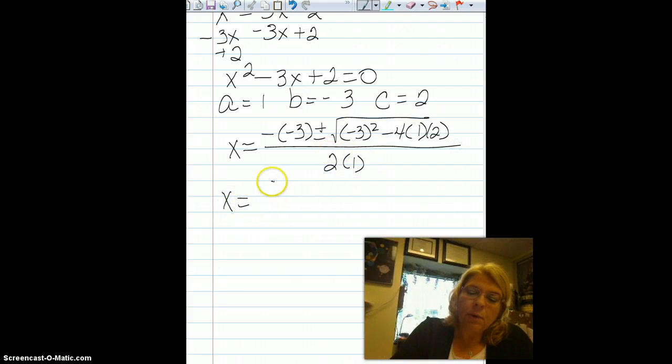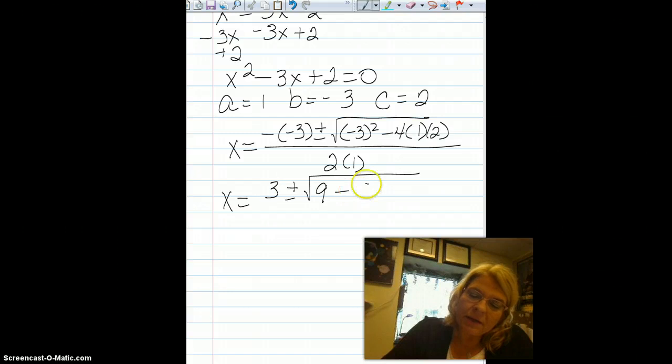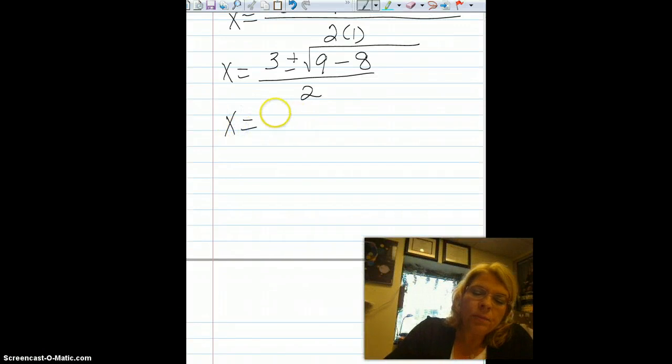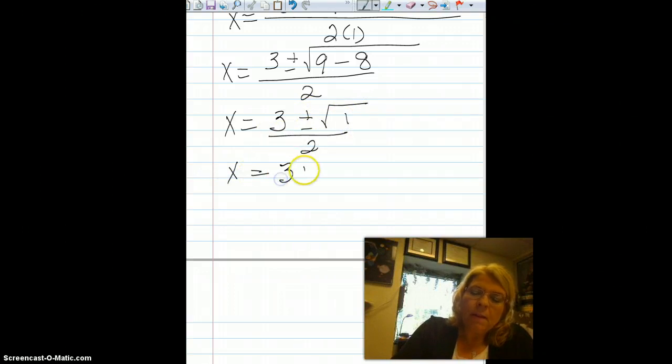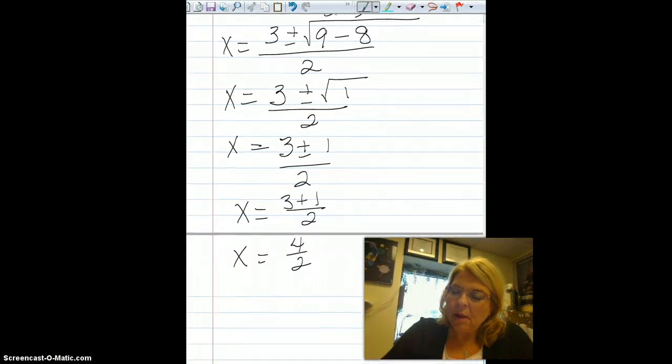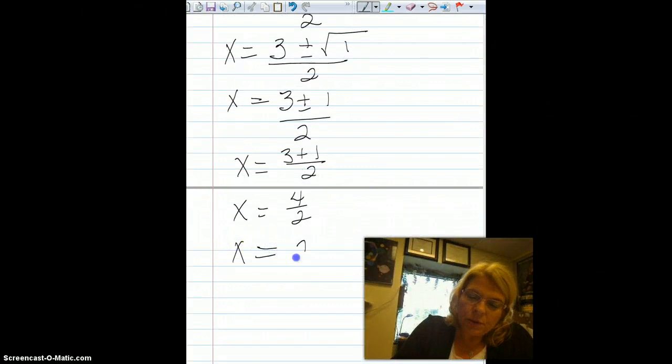That gives me x equal positive 3 plus or minus the square root of 9 minus 8 over 2, which gives me x equal 3 plus or minus the square root of 1 over 2, x equal 3 plus or minus 1 over 2, which gives me x equal 3 plus 1 over 2, which is 4 over 2, and that gives me 2.